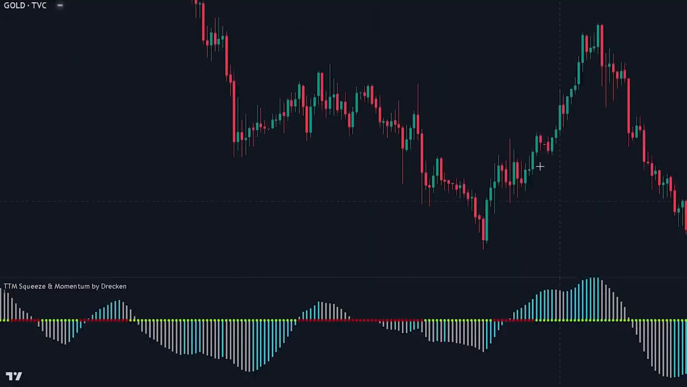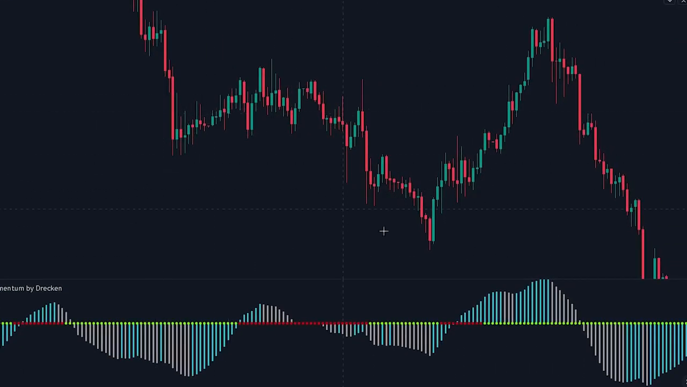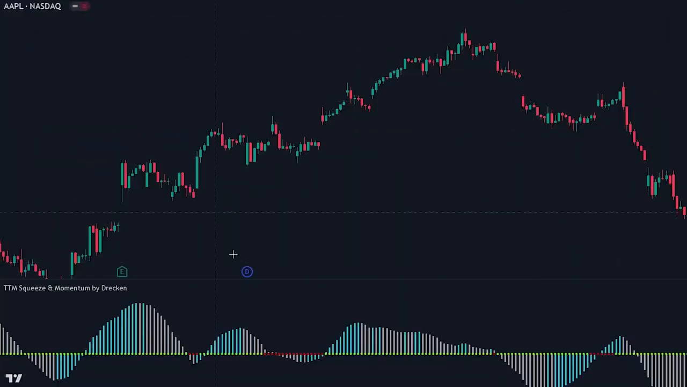You can also spot divergences by looking at the individual waves. As you can see here, the price is making lower lows, however, the individual waves on the histogram are making higher lows. This means that a bullish divergence has occurred. If we take a look at the price action, we will indeed see that the price moved in the upwards direction after the divergence.